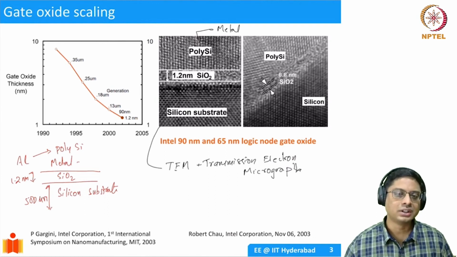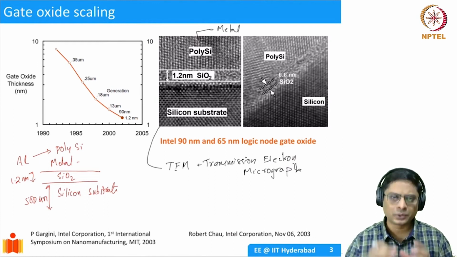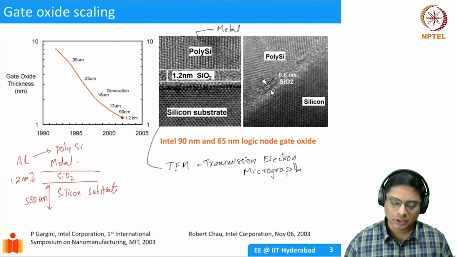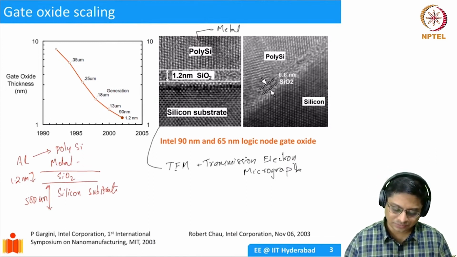But polycrystalline means you have orientation, some lattice structure in the domains. But if you go long distances, the domains are randomly arranged. That is called polycrystalline. It has multiple crystals. So you have this polycrystalline silicon.